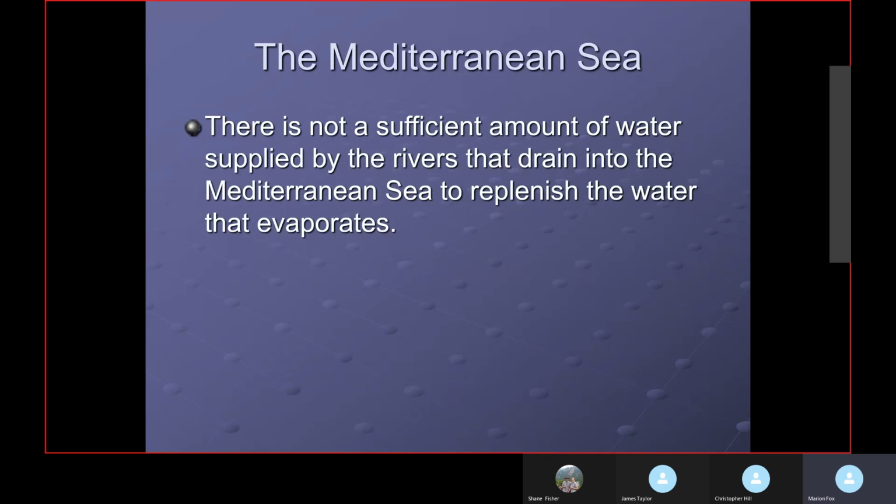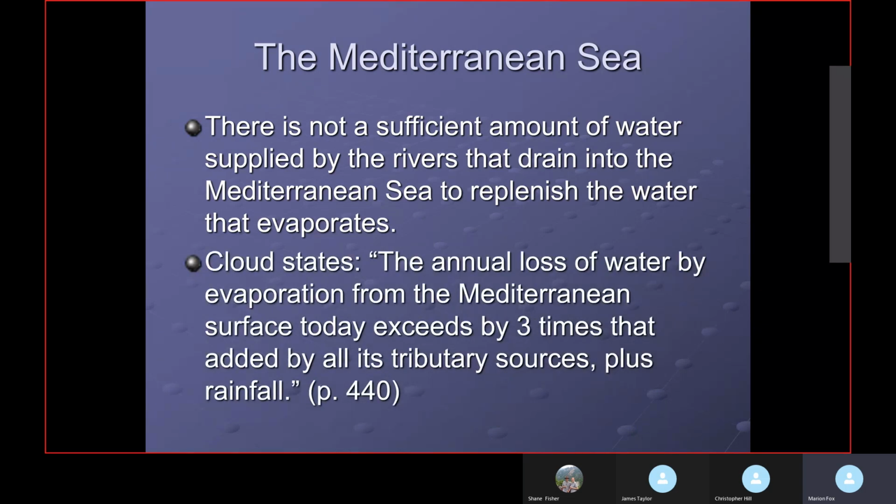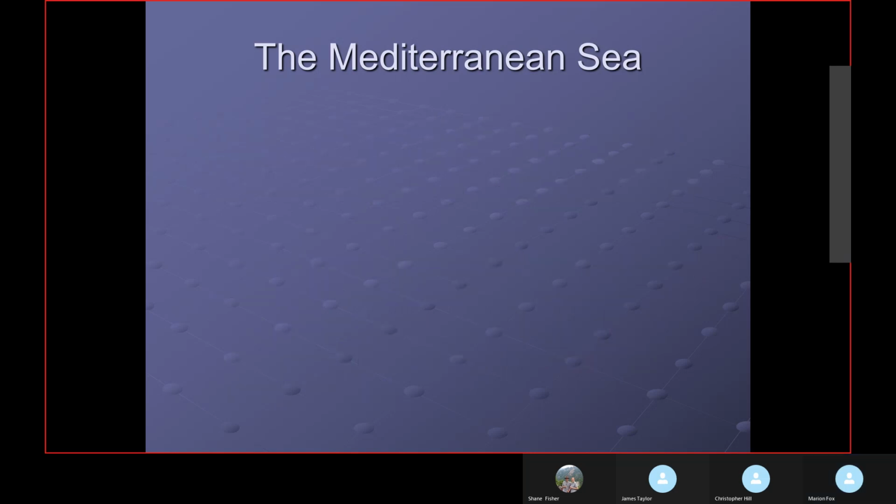There's not a sufficient amount of water supplied by the rivers to drain into the Mediterranean Sea to replenish the water that evaporates. The evaporation rate is higher than the inflow through rivers. Cloud states, and again, all of these quotes are in chapter 16 of the first edition of my book. They'll be in chapter 11 when I reprint it. The annual loss of water by evaporation by the Mediterranean surface today exceeds by 3 times that added by all its tributary sources plus rainfall. So if you have the rainfall and the inflow of water, the evaporation is 3 times what you have flowing in. So you have to have inflow of water to keep it going, or it will dry up. And that, of course, flows through the Straits of Gibraltar, as we've seen.